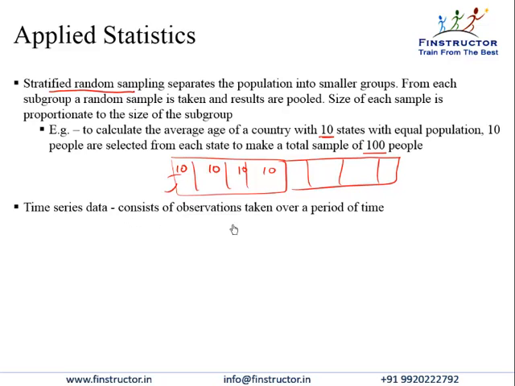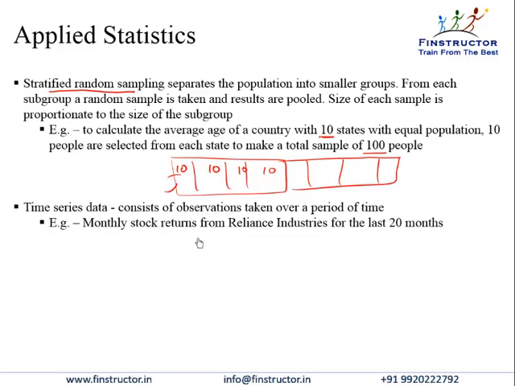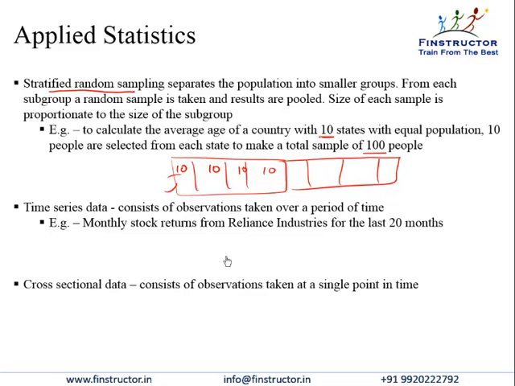Time series data consists of observations taken over time. For example, monthly stock returns of Reliance Industries for the last 20 months. That's also a set of data. It is data collected over time. I can calculate an average, I can calculate a standard deviation that will tell me how the data is dispersed around the mean.